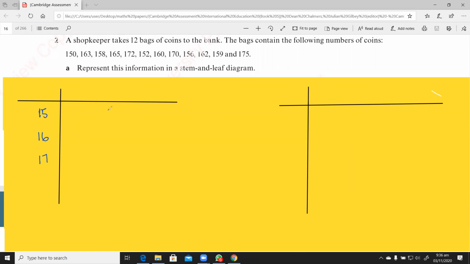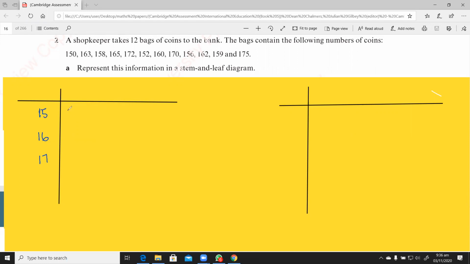Okay, so we can have things like 1.5, 1.63, 1.58. Even then you could write this as 15. The key would tell what these numbers actually represent. Okay, so now this is for the rough here.